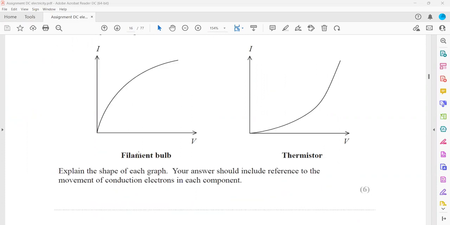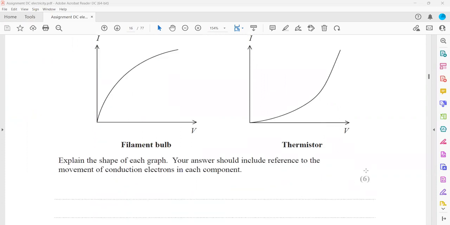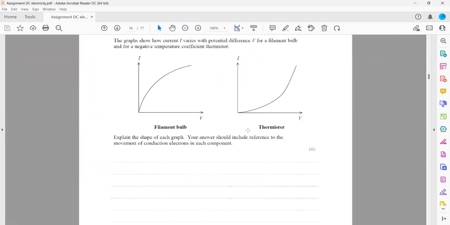We have to explain the shape of each graph and see the weightage. It's 6 marks. Your answer should include reference to the movement of conduction electrons in each component, like how the electrons will move in each component. So first, for a filament bulb, what is happening? The resistance is increasing as the potential difference increases. And what is the reason for that?